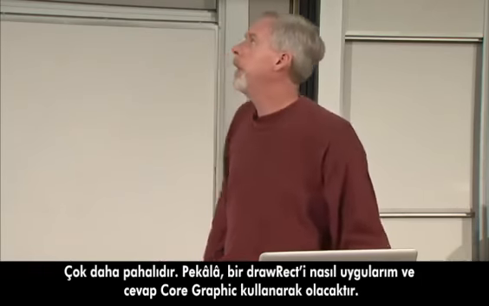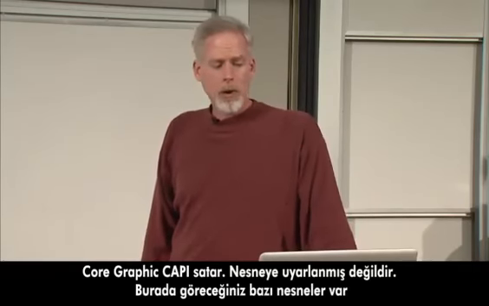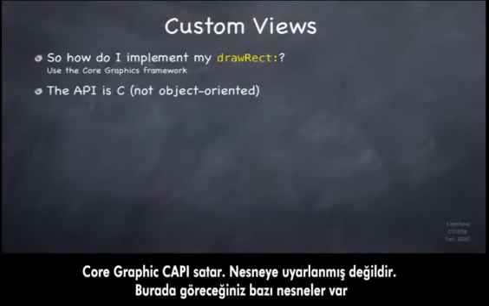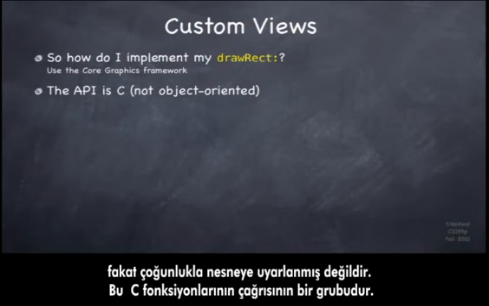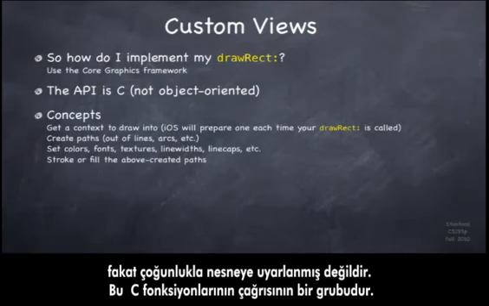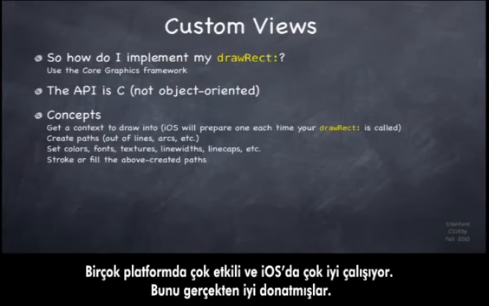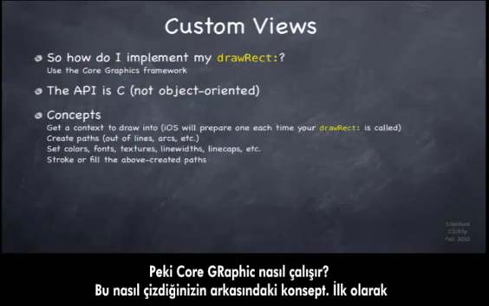All right, so how do I implement drawRect? And the answer is you use the Core Graphics framework. The Core Graphics framework vends a C API. It's not object-oriented. There's some objects you're going to see here, but it's mostly not object-oriented. It's a bunch of C function calls. It's been around a really long time. Quartz 2D is the name of the Core Graphics engine. Been on the Mac for a long time. It's very efficient on lots of different platforms, and it works really well on iOS. They've really tuned it nicely.